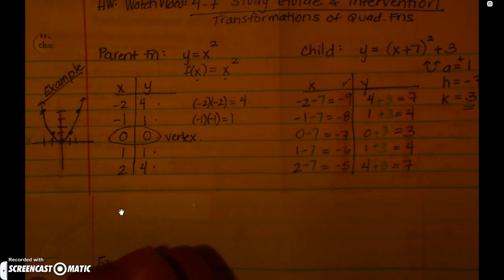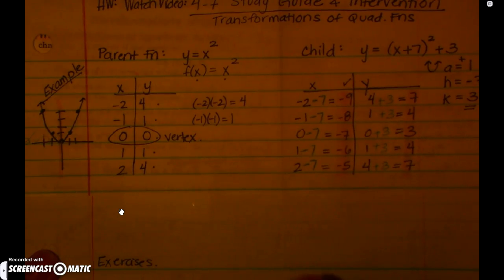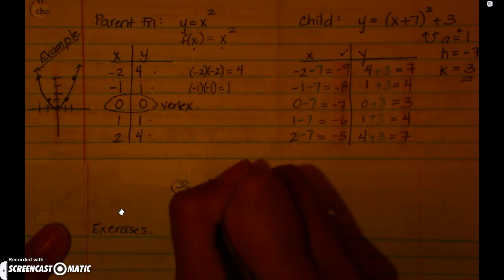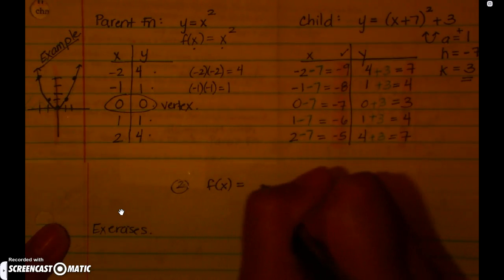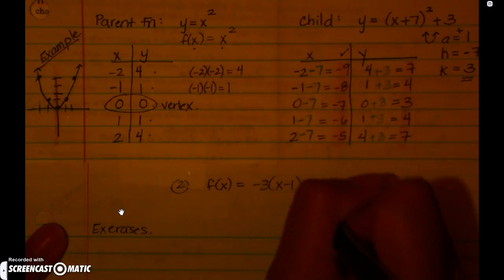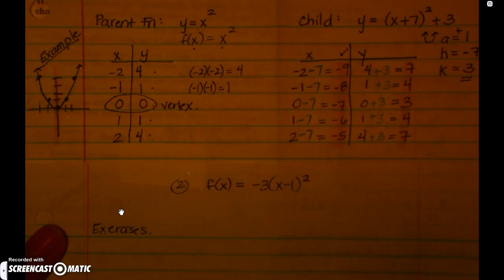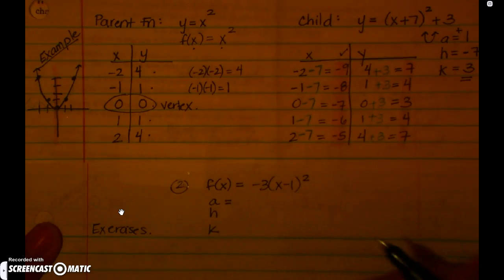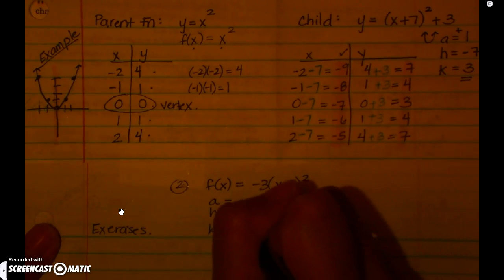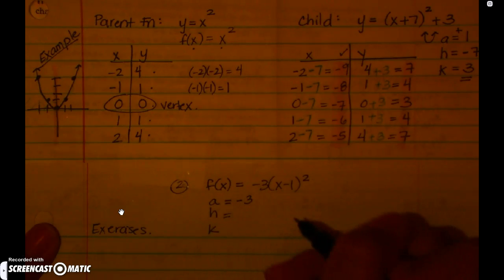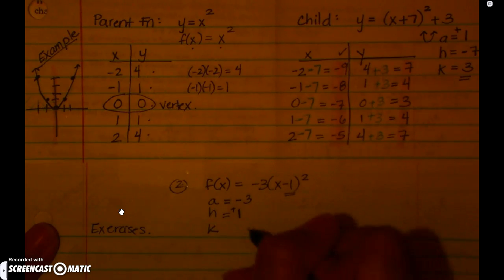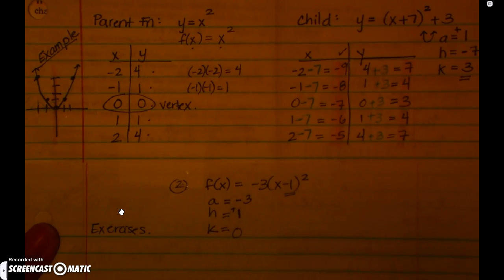Okay, so under the exercises, we have problem number 2. Number 2 says that f of x is equal to negative 3 times x minus 1 squared. The easiest thing is to write down what a, h, and k are equal to. In this case, a is equal to negative 3. h is equal to positive 1. Remember, it's always the opposite of what you see here. And k is equal to 0. There is no k in this case.